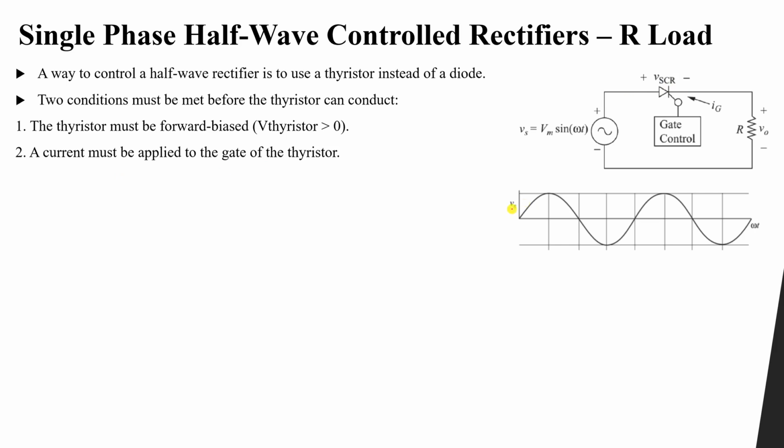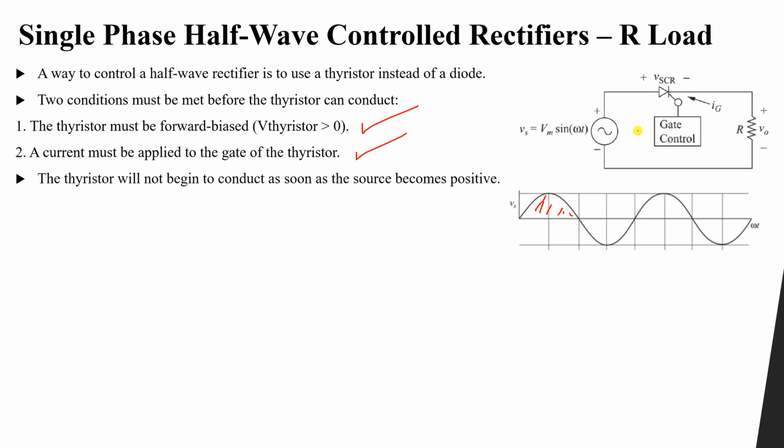During the positive half cycle here, the first condition will be fulfilled, right? The voltage across the thyristor during the positive half will be positive, so the thyristor is forward biased. However, without any gate signal or gate current, this thyristor will still be turned off. The second condition, providing current using the gate control circuit, will give us the gate current that will turn on this thyristor. So the thyristor will not begin to conduct as the source becomes positive, because we need the current applied to the gate. The conduction is delayed until a gate current is applied.